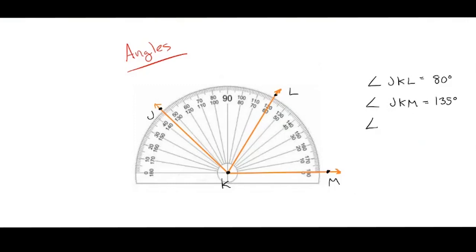What about angle MKL? What is the measure of this angle? Well, I look here and I see that it's a smaller angle, so I'm going to say that it is 60 degrees. And that's how you use a protractor to measure angles.